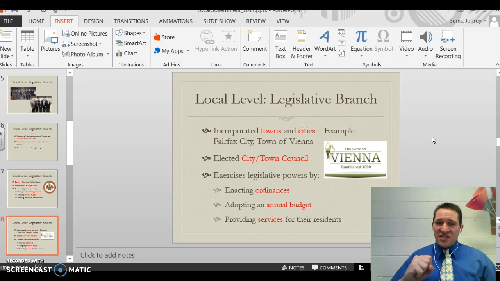The city, Fairfax City, is technically separate from Fairfax County. So very similar. They have a city or town council. They enact ordinances. They adopt an annual budget. They provide services for the residents. It's very, very similar.